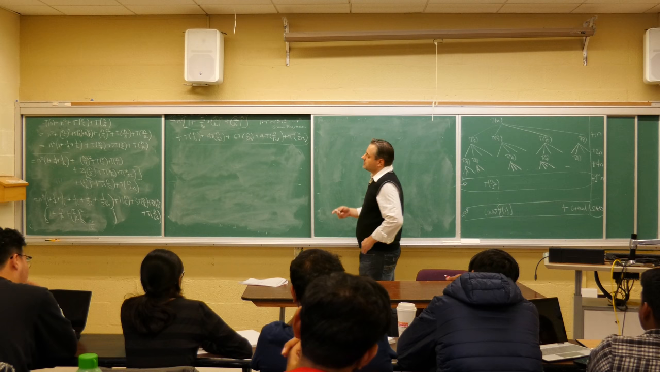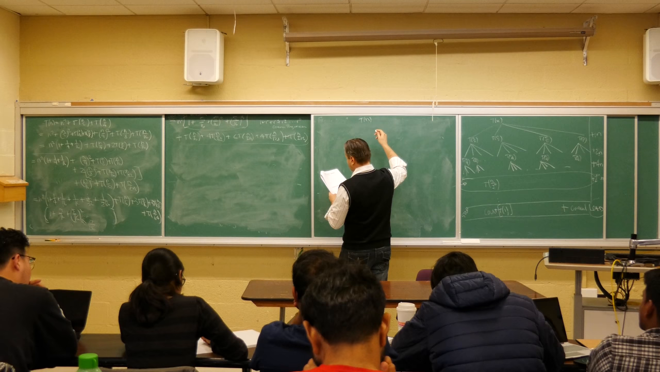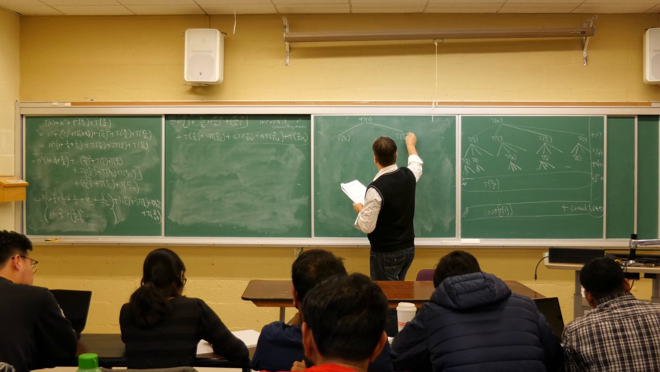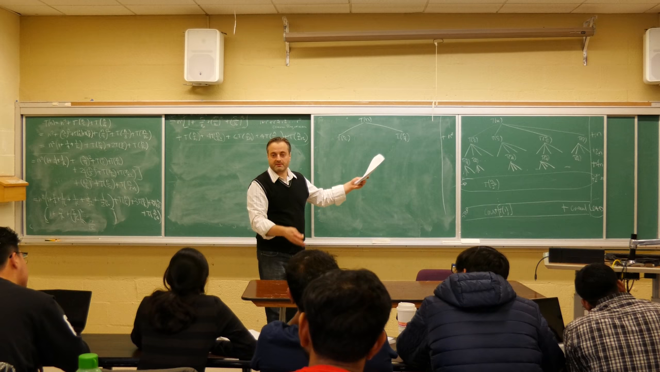So how does the tree look? T of n, right here, is going to break into? How does it break? T of n by 2, T of n by 4, and the load? N squared. N squared, right there. That's the first recursion. It calls the two subproblems and then says to combine them you need plus that.